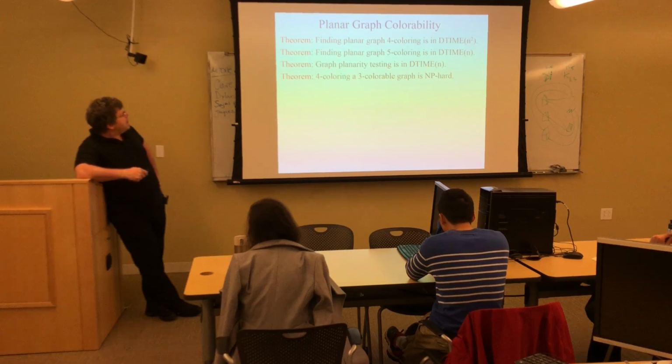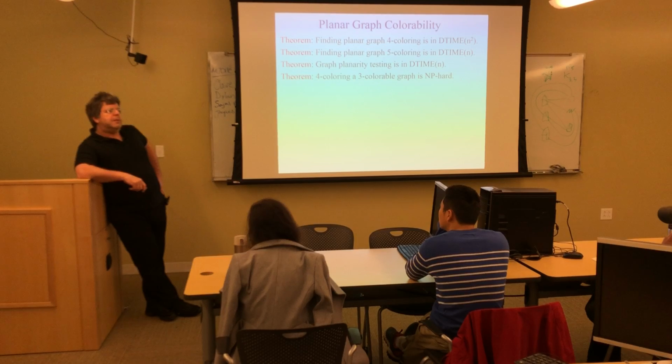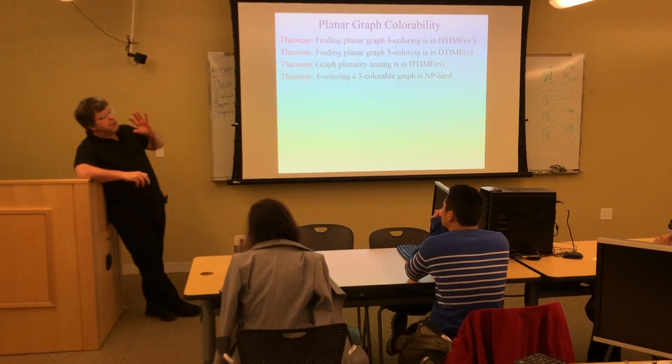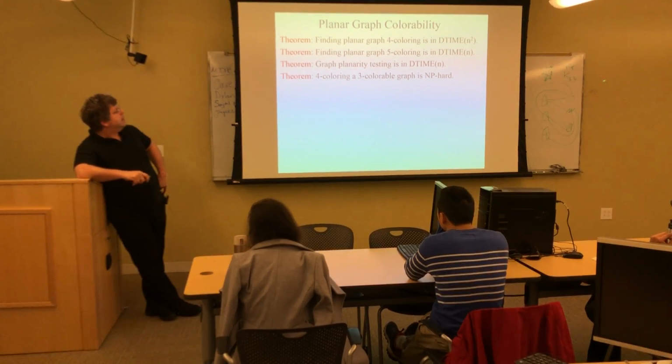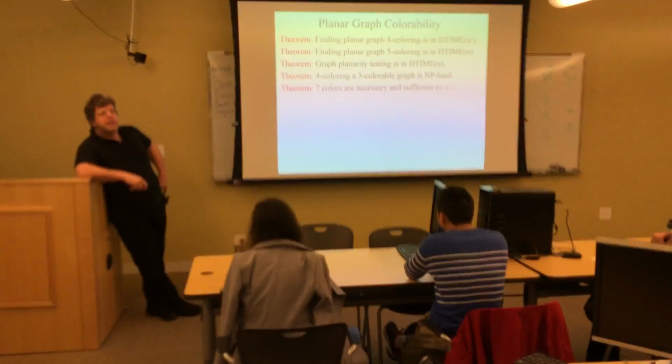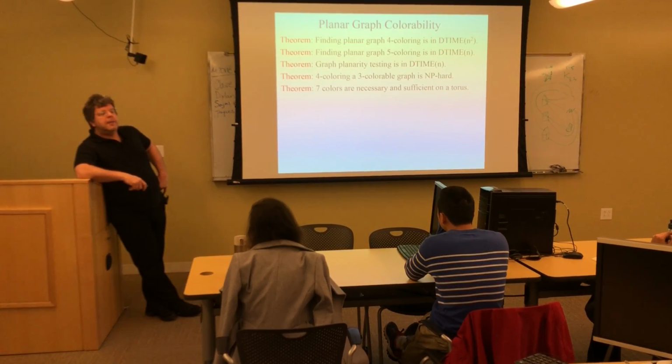Testing, so 4-coloring a 3-colorable graph, that's NP-hard already. So if I give you a graph and I guarantee you it's 3-colorable, I just don't tell you what the coloring is, and I say, why don't you color it for me, and you can use 4 colors, not just 3. That's an NP-hard problem, surprisingly enough. And we know that the 4-coloring is guaranteed to exist, and it's still NP-hard to find the coloring, interestingly.